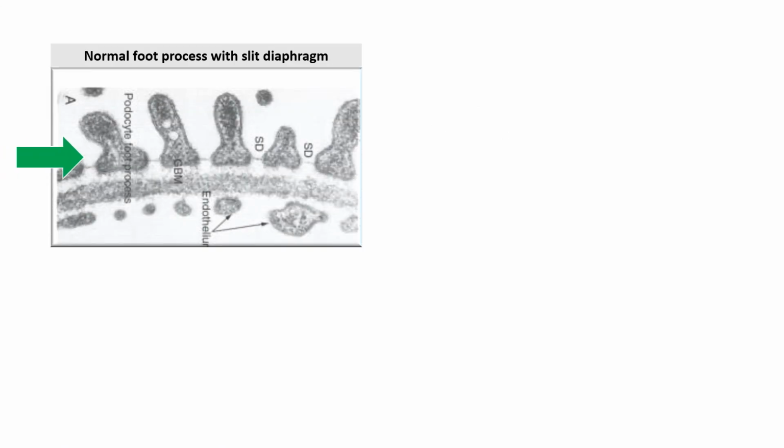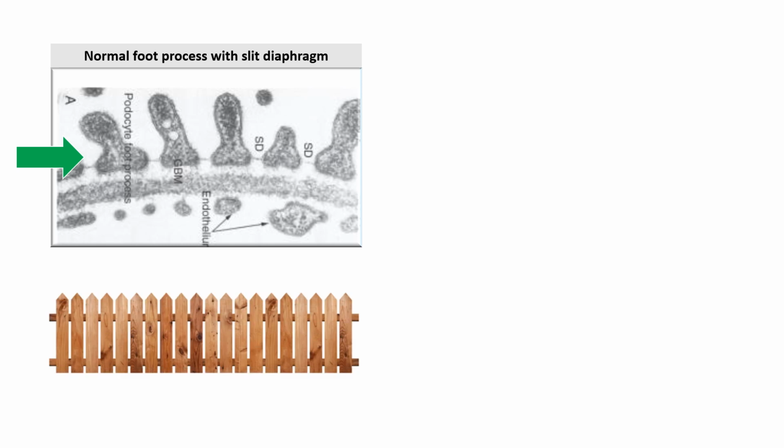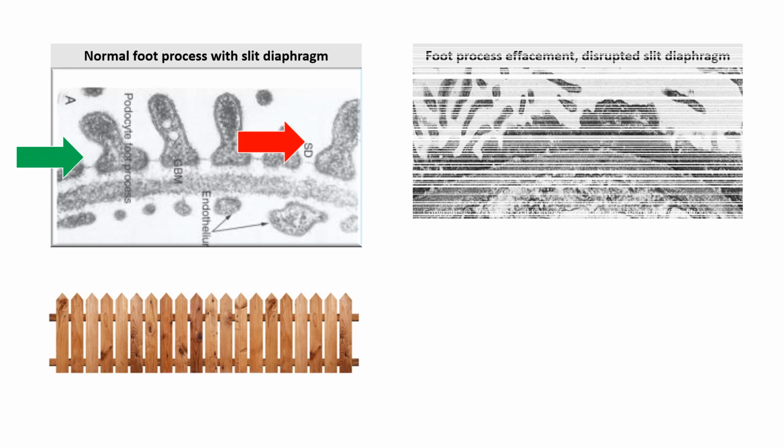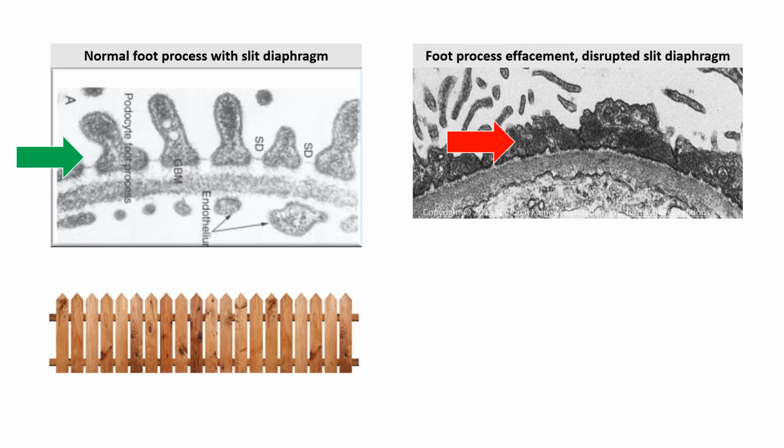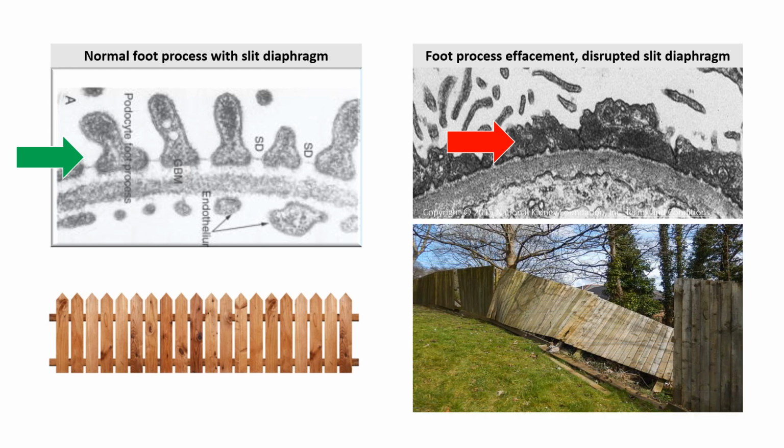Here we have healthy podocytes that can act as a fence to prevent the loss of large molecules such as albumin into the urine. Here there is foot process injury, described as foot process effacement. This may be compared to a broken fence where large amounts of proteins and albumin can be filtered and lost into the urine.